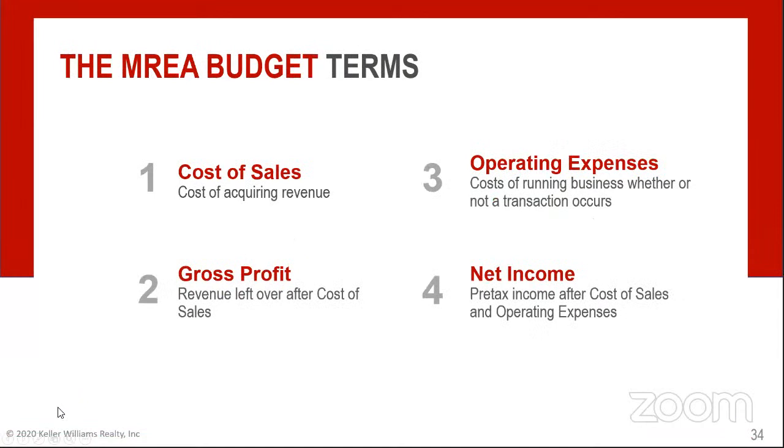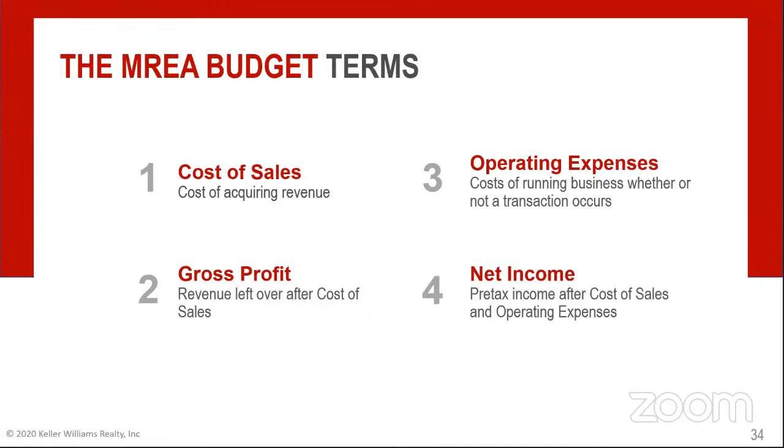I'll talk about a couple of the budget terms that we'll be discussing. I know we briefly spoke about this in the economic model, but the cost of sales, gross profit, operating expenses, and net income. We're going to be discussing these terms several times during this model, but we've also throughout some of the other models as well.